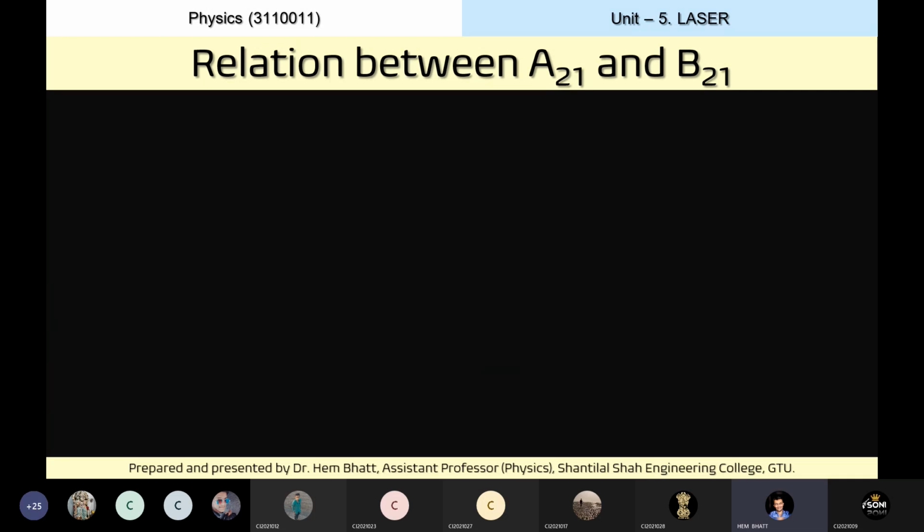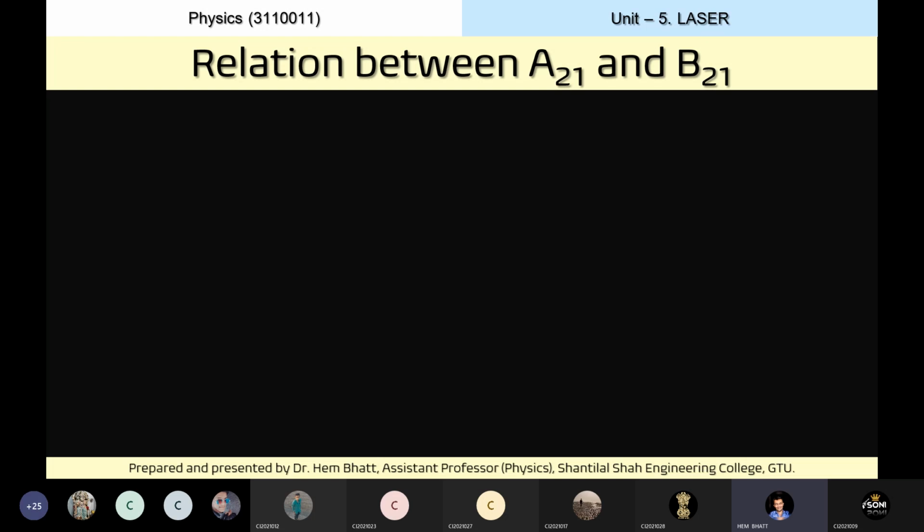સ્પોન્ટેનિયસ એમિશન અને સ્ટિમ્યુલેટેડ એમિશનમાં કોની શક્યતા વધારે છે એ જાણવા માટે A21 અને B21 નો સંબંધ આપણને ખબર હોવો જોઈએ. To know which process is more likely to occur, spontaneous emission or stimulated emission, we need to have relation between A21 and B21. We need to have relation between their Einstein's coefficients. So we'll try to find out relation between A21 and B21. આ બે વચ્ચેનો સંબંધ તારવવો એ સૂત્રની તારવણી છે.